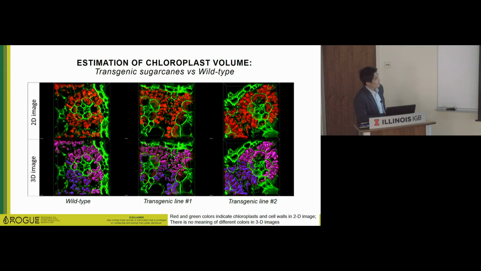Also, this is an application: I'm trying to apply this optimized method to the trenching lines and comparing them. One is wild type, the other one is trenching line 1. This is trenching line 2.